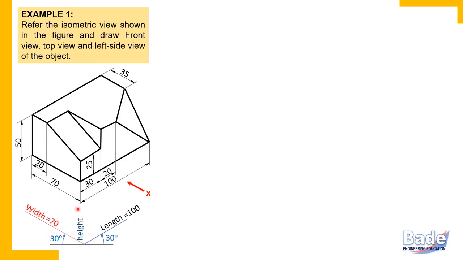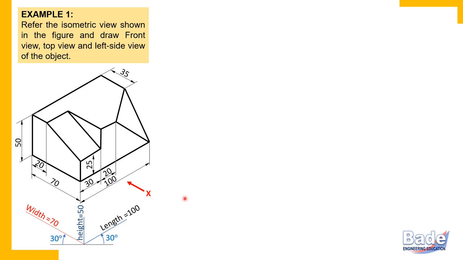Width is 70 millimeters from front end to back end. So width is to be measured parallel to the width axis. But before that, you must know which is the width axis. You have understood how to decide the orientation of the width axis. Now, height. From top to bottom, that is height. So top to bottom height is 50 millimeters.